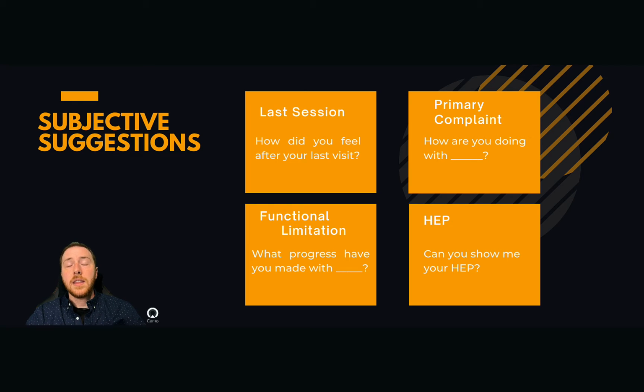Another thing that you can progress with is some type of objective measurement that you have been doing. Let's take the example of a shoulder, right? I might ask the patient, how have you been sleeping? Because patients with shoulder pain and sleeping don't mix often. How are you doing sleeping? That might be their primary complaint.